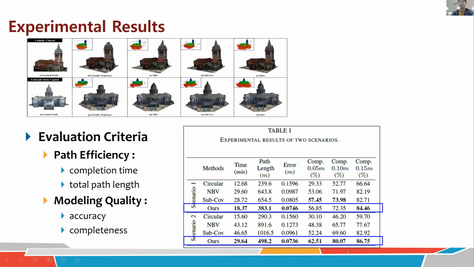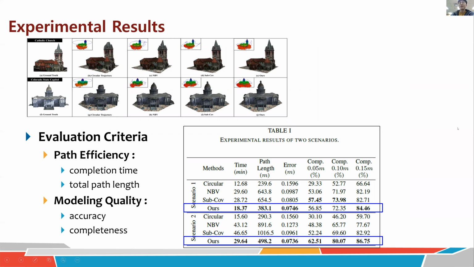The evaluation criteria are largely categorized into path efficiency and modeling quality. The path efficiency is based on the completion time and total path length. The modeling quality includes accuracy and completeness, which are obtained by calculating the mean errors and the percentage of surface points that have distance errors smaller than the thresholds.